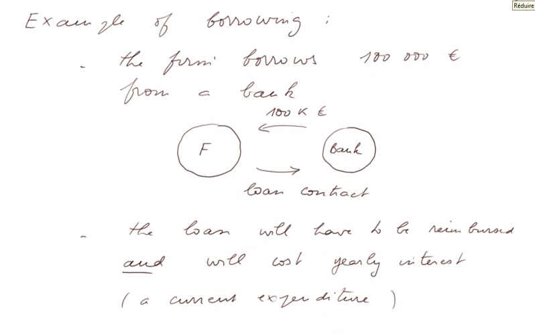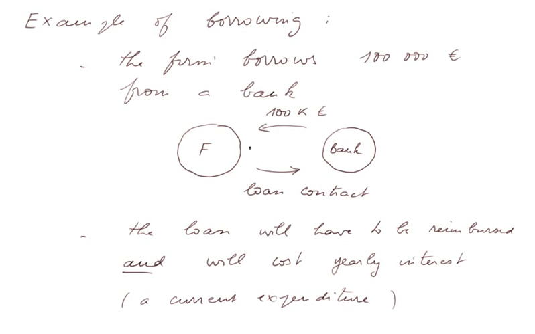Example of borrowing. The firm may borrow, for example, 100,000 euros from a bank. Well, in that case, at some date, the firm receives 100,000 euros and at the same date gives to the bank a loan contract signed by both, and the loan will have to be reimbursed according to a schedule over several years perhaps. And also, that is important to notice, this loan will cost yearly interest, and these are not part of the reimbursing of the loan. They are current expenditures on top of the schedule of capital refunding.